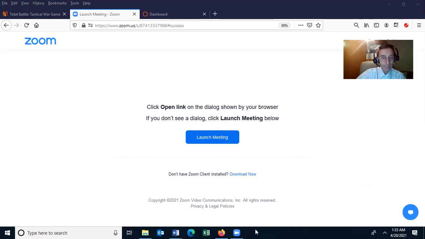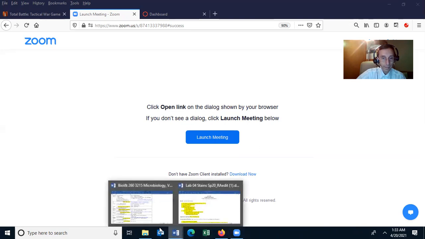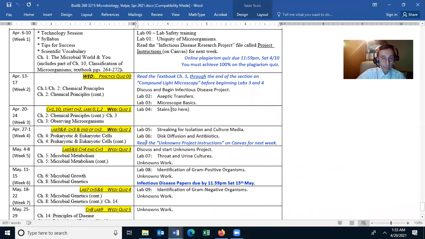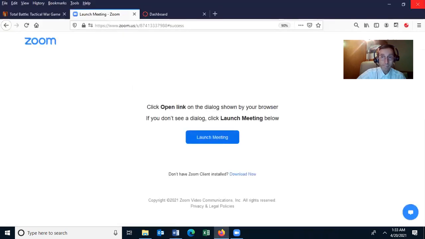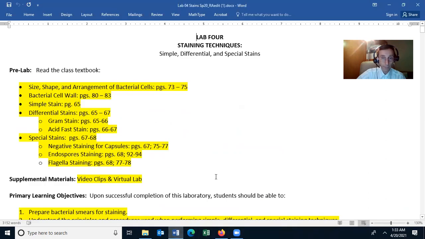All right, let's go to the syllabus. And you can see what we're doing in the lab today is Lab 4 on stains. And that's all we're going to talk about in the lab. So Lab 4 is on staining techniques. We're going to look at a simple stain, a differential stain, and special stains.